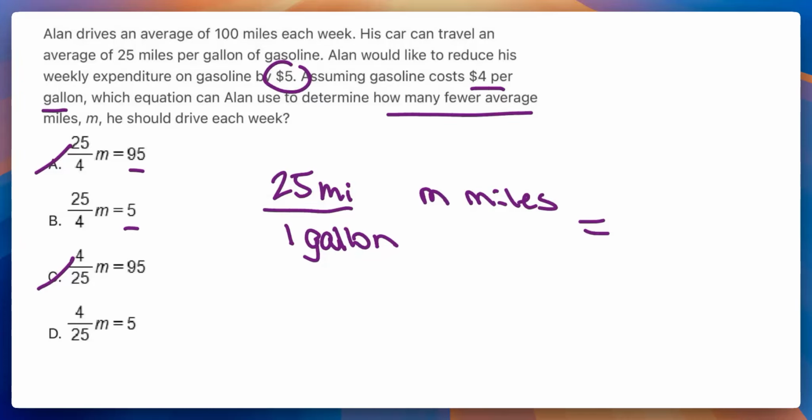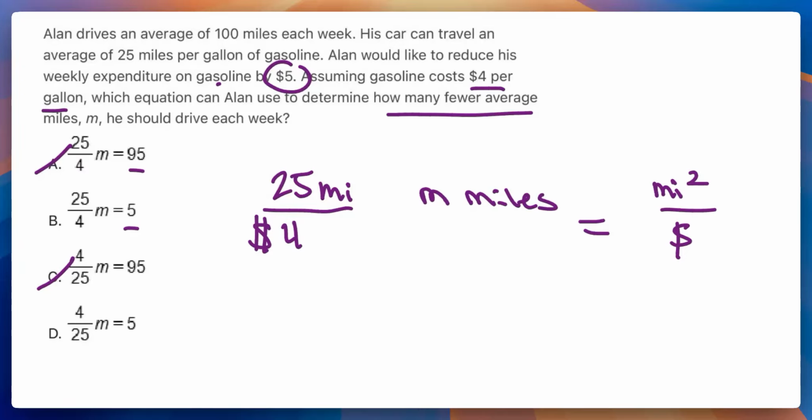Wait, let me double check. It's 25 miles per gallon and then $4 per gallon. I'm so sorry, I put the wrong thing on the bottom. Let me fix that real quick. It's $4. Okay. So then the units we would be left with would be miles squared per dollar. And that's not really what we want.